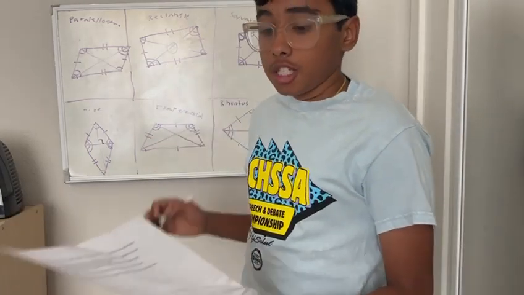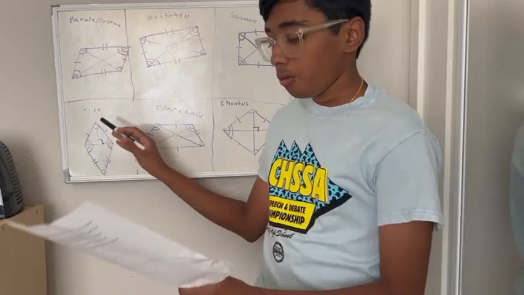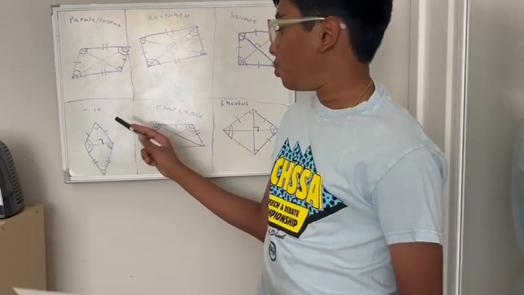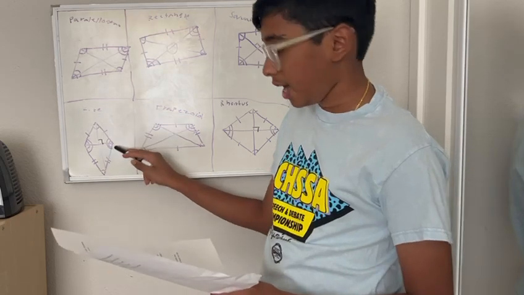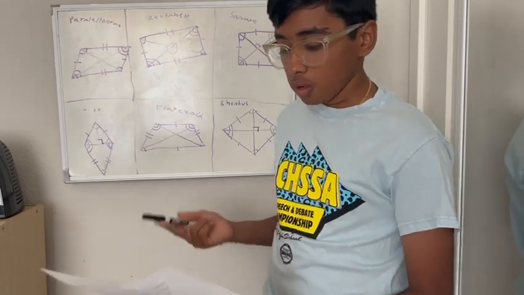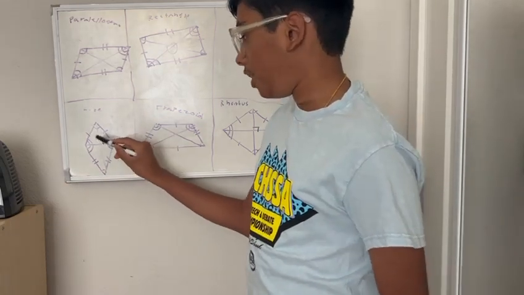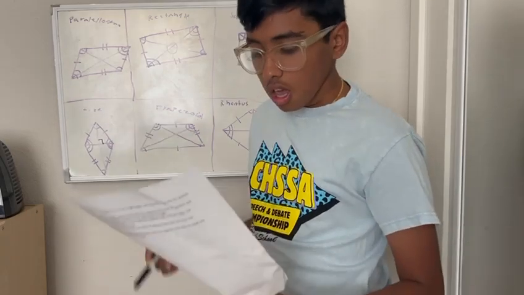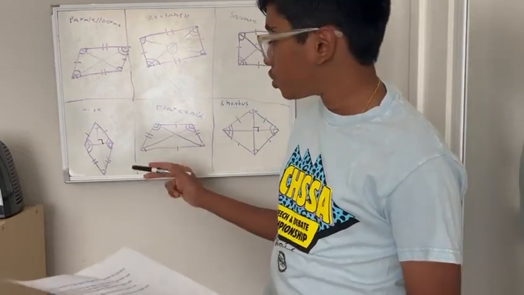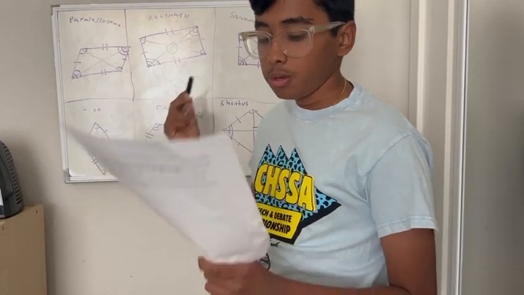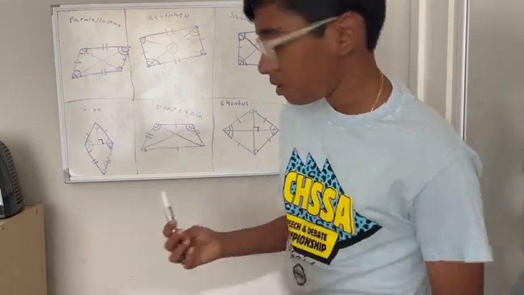The next shape is the kite. It's a quadrilateral with two pairs of adjacent sides that are equal in length and 1 pair of opposite angles that are equal. The diagonals intersect at a right angle, and 1 diagonal bisects the other.